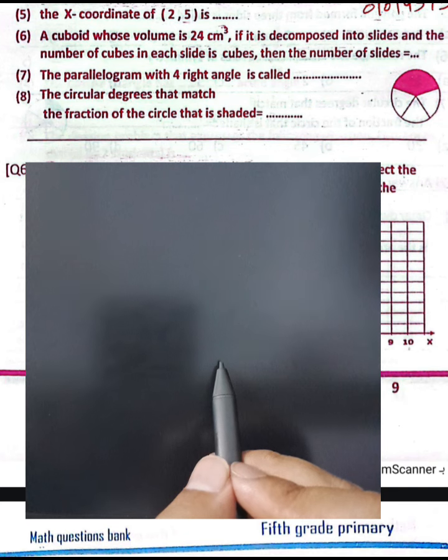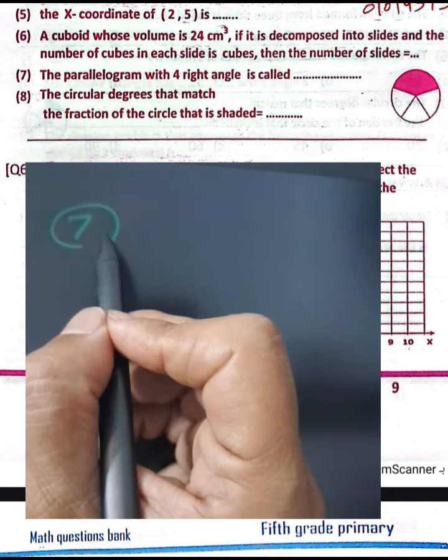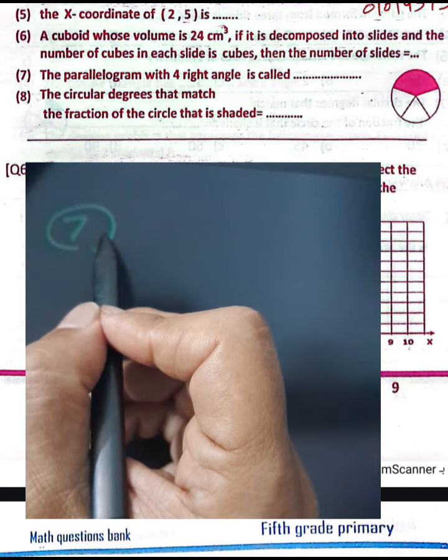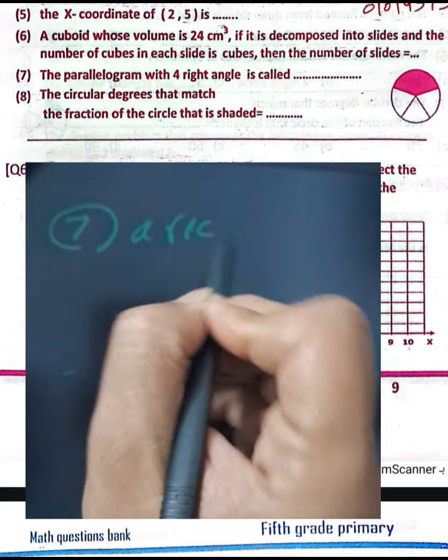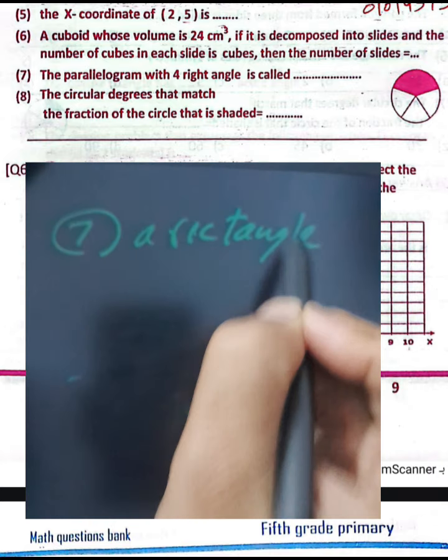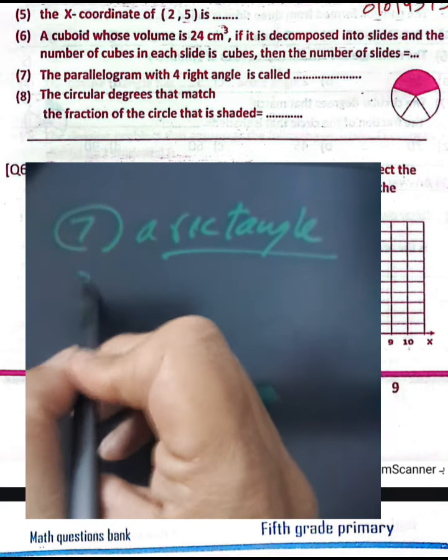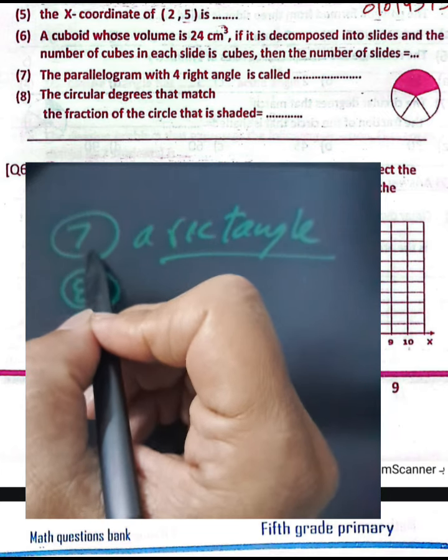Okay, question number 7. The parallelogram with 4 right angles, we call it a rectangle. The rectangle.